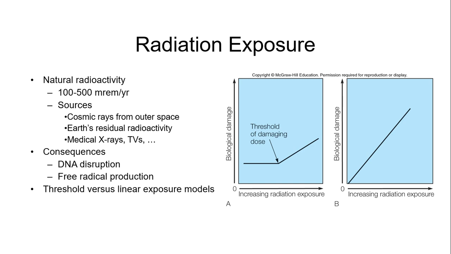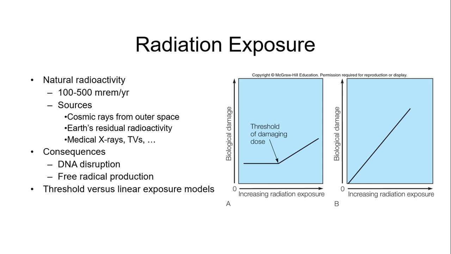Now, how much can the human body withstand? Well, there are a couple of different models depending on who you talk to, the study that's done, and what you're evaluating. One is the threshold exposure model. That's the figure on the left here. Basically, the amount of biological damage that the body can withstand is relatively low and constant, even with increasing radiation exposure up to a certain point. At that point, or your threshold of damaging dose, you start undergoing more biological damage.